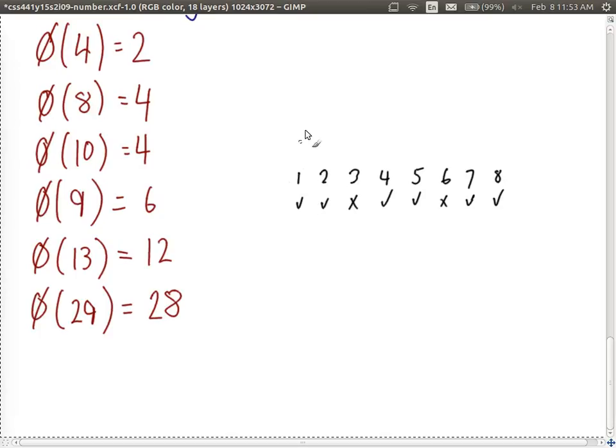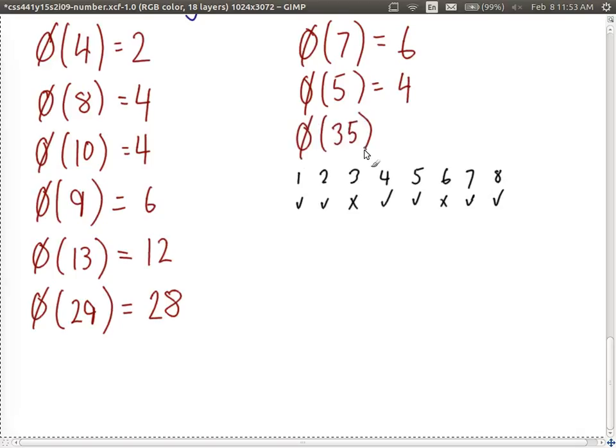A couple more to finish for today. Totient of 7, it is prime. Totient of 5, is prime. Totient of 35, is it prime? No. So what are you going to do? You could try numbers 1 compared to 35, 2, 3, up to 34, and compare them all.